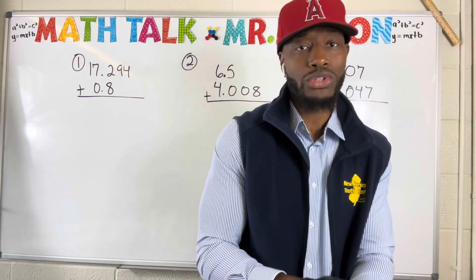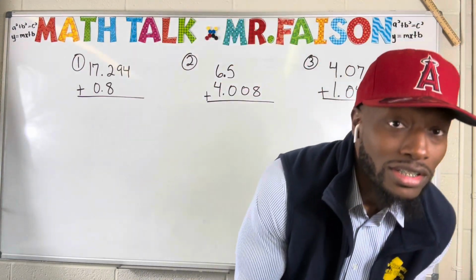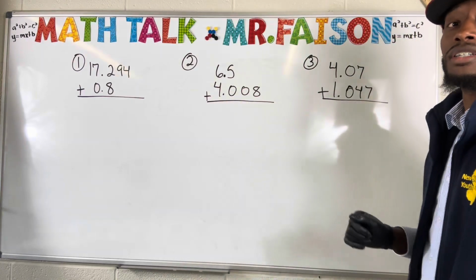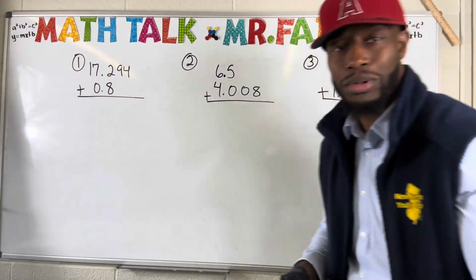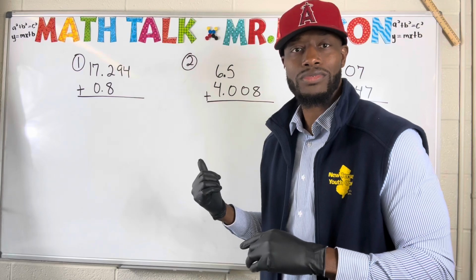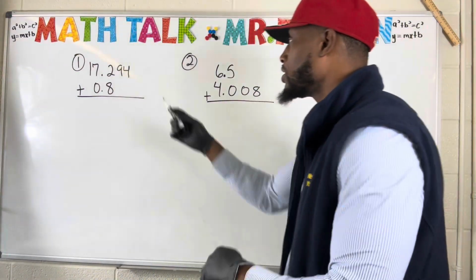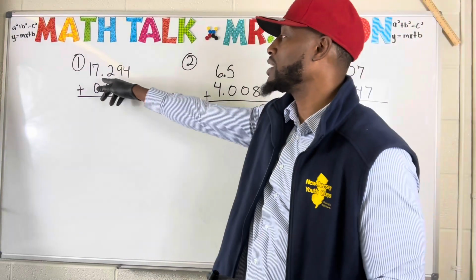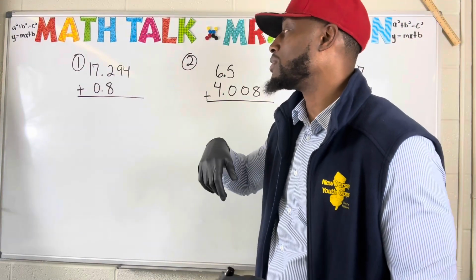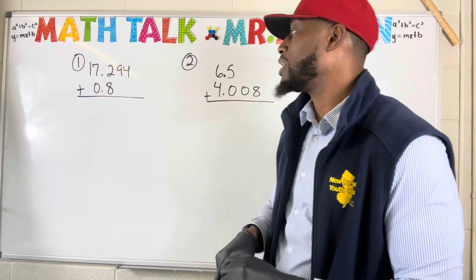So, we see some problems on the board. By all means, write them down. Take a picture, pause it, try and solve them, right? Let's jump into it though. So, over here what I see is 17.294, and I see 0.8, right?